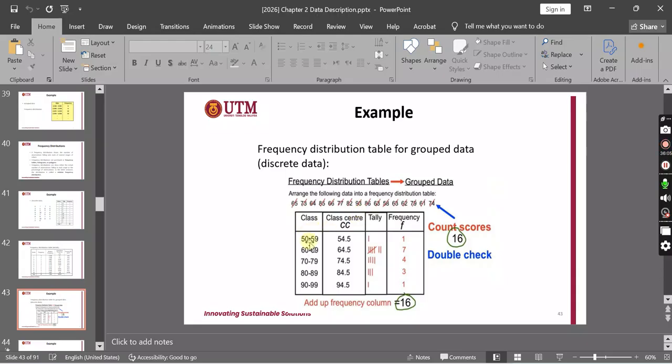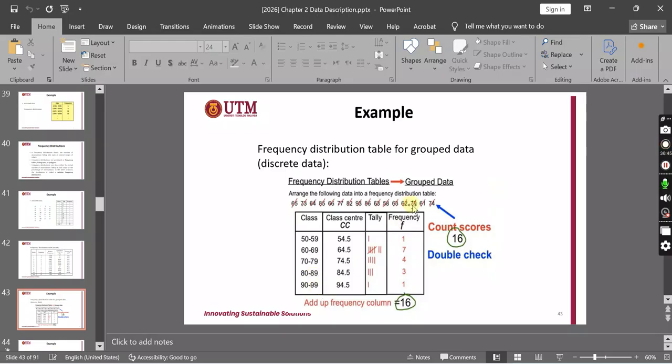Okay, in this example, he put 50 to 59. Then after that, adding 10 for each class. So the class has a lower limit and an upper limit. Lower limit is 50 and upper limit is 59. For the next class, adding 10: 50 plus 10, 60 plus 10, 70 plus 10, 80 plus 10, 90. And here 59 plus 10, 69 plus 10, 79 plus 10, 89 plus 10, 99.